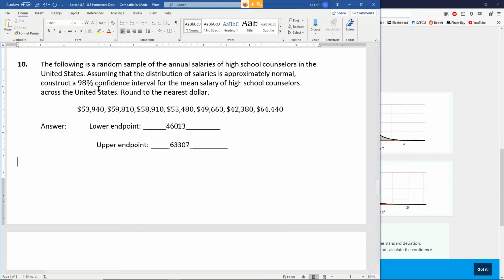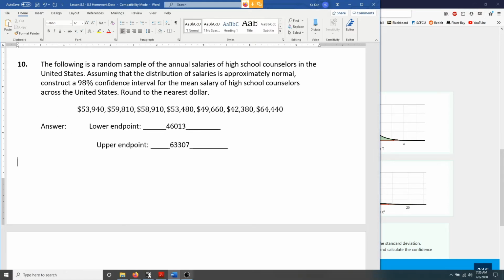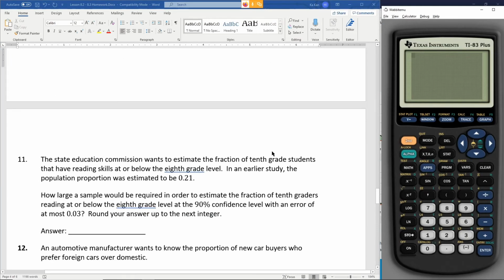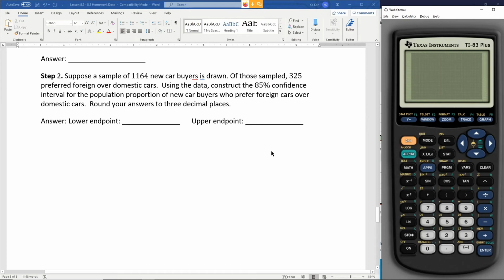So this, you can use it for the calculator. I'm not going to show you, but it's the same thing as before, right? But the website goes a lot faster, right? So now, let's talk about the proportion thing.